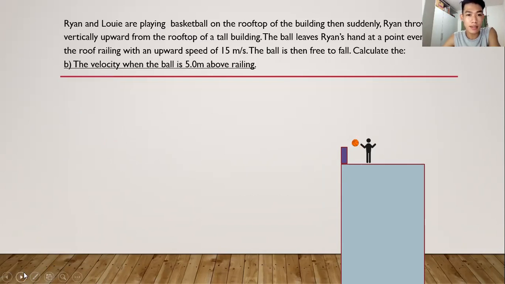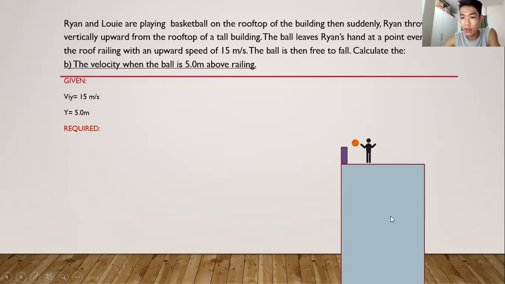Next, the velocity when the ball is 5 meters above the railing. And for our given data, V initial is still 15 meters per second. And y is 5.5 meters. And for our required, there.